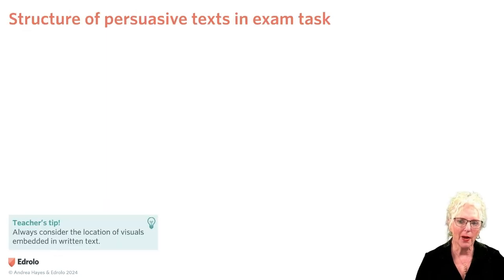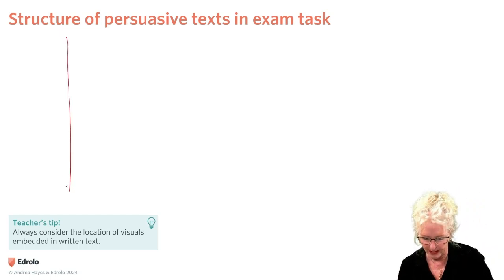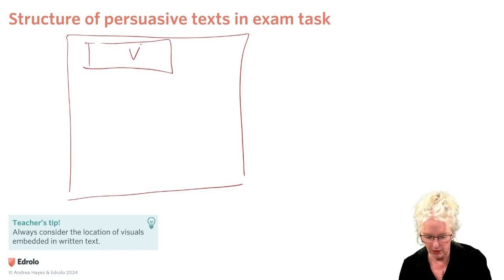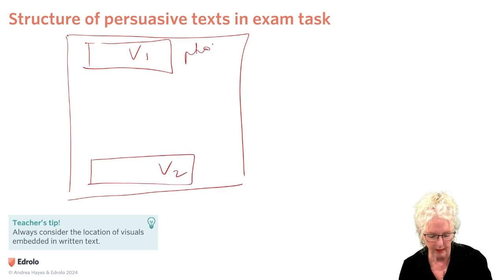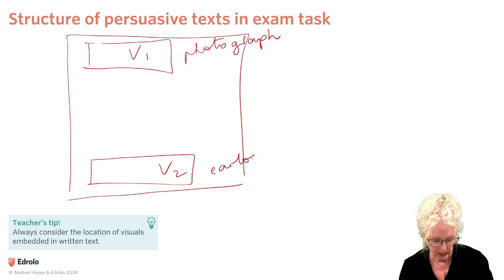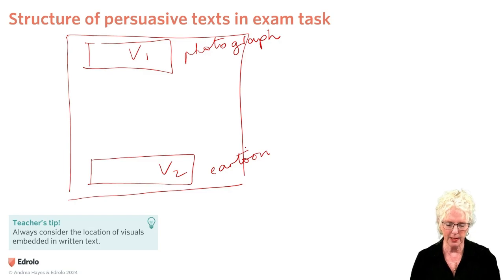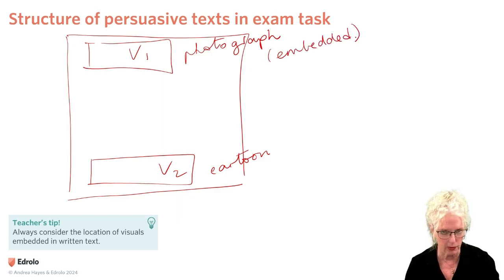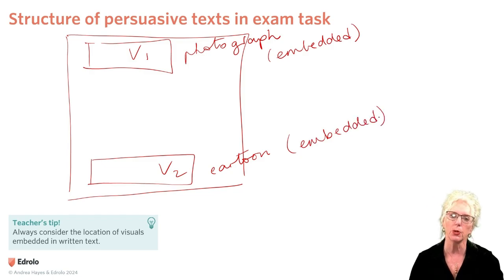The structure of the persuasive texts in the exam task. Sometimes you've just got to step back and have a look. Pretty easy. We've got one main written text with visual 1 and visual 2. This is the photograph and this is the cartoon. And this is a main written text. So we can see that both the photograph and the cartoon are embedded. They're not standalone visuals. Therefore, we need to analyse them under the argument points contained in the written text.